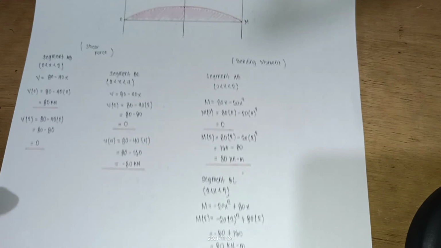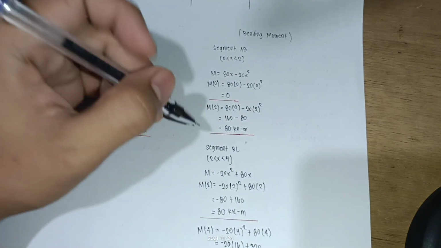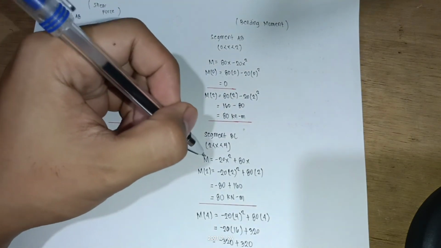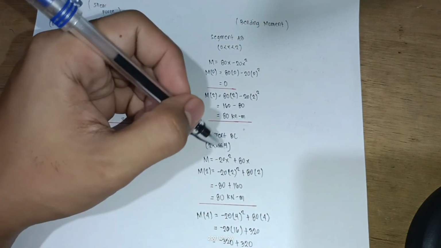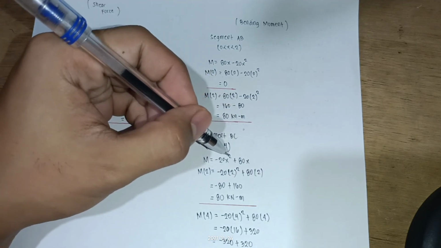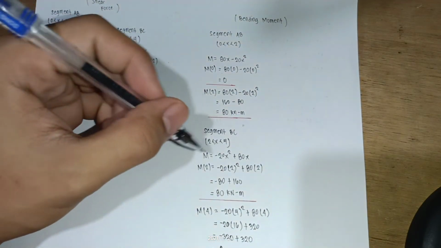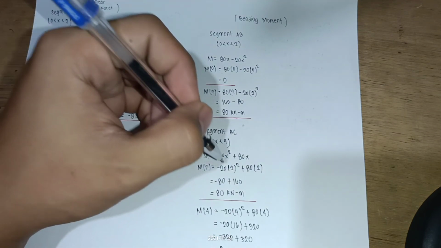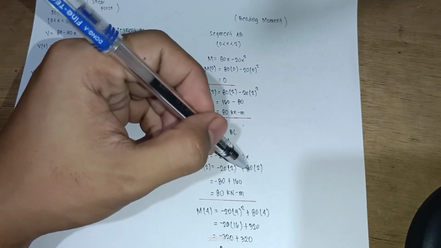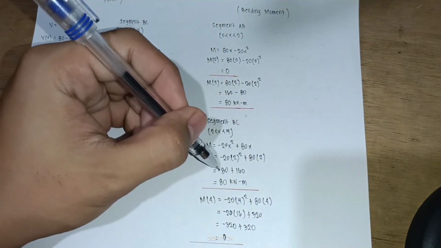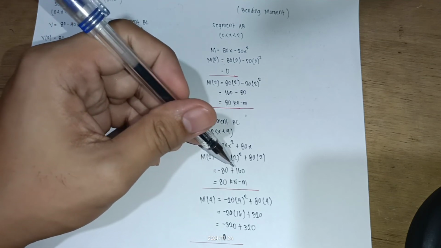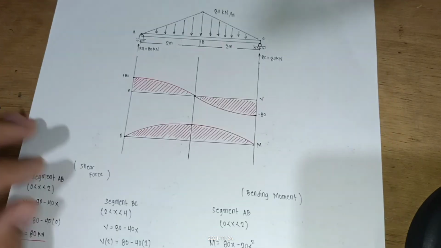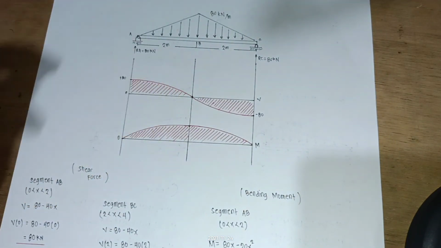For the segment BC, where x is greater than 2 and less than 4, the bending moment for segment BC is negative 20x squared plus 80x. Substituting x for 2 is negative 20 times 2 squared plus 80 times 2. That would be negative 80 plus 160. That gives you 80 kilonewton meter. So it is here, 80 kilonewton meter.